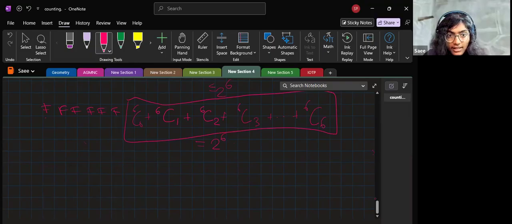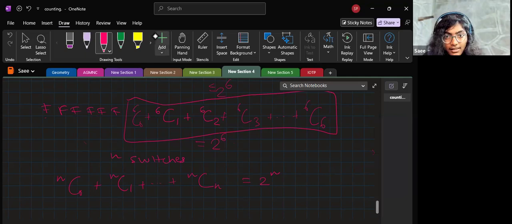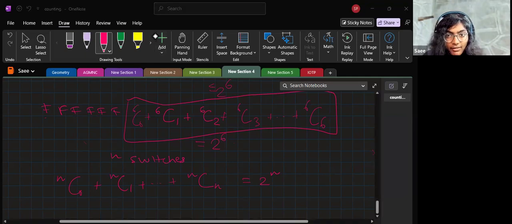In fact, we can generalize this by considering n switches. We have nC0 plus nC1 plus all the way up till nCn has to be equal to 2 to the n. So thanks to little Arnav for playing with the switches and teaching us a valuable lesson.